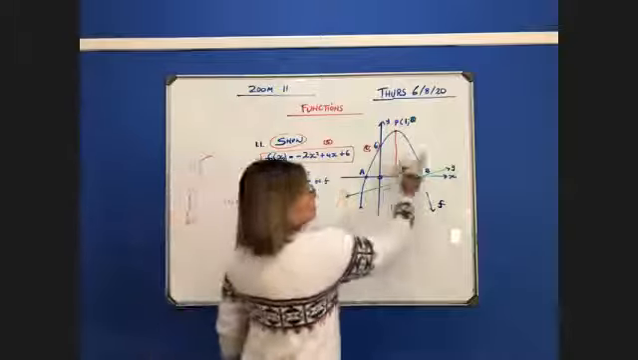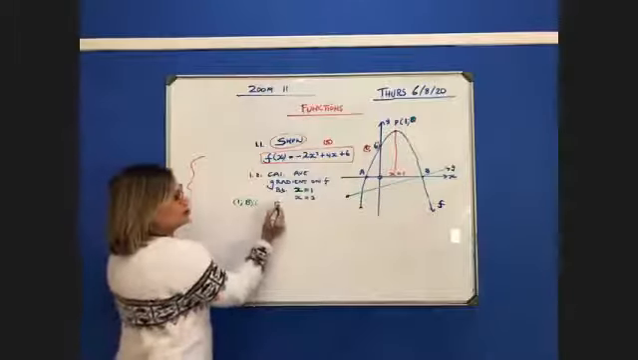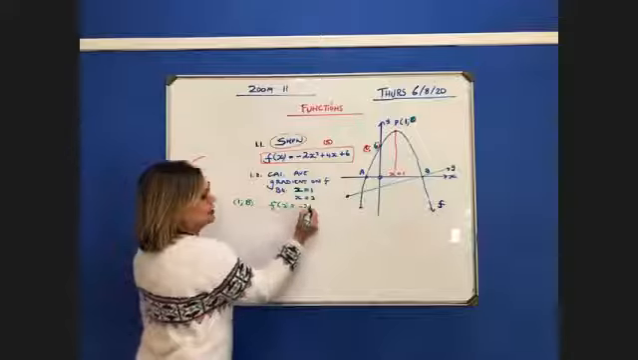I don't know when x is 3, I don't quite know yet. So that is where you use your f of x notation. So replace the x with the 3.